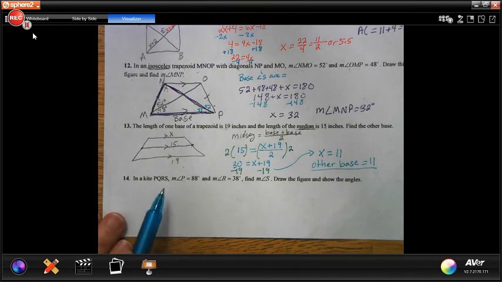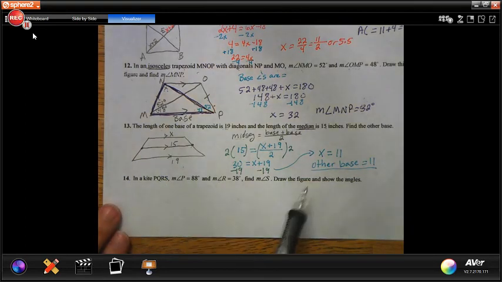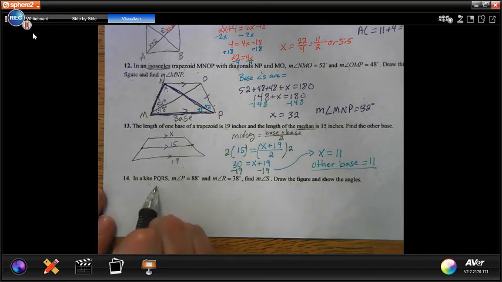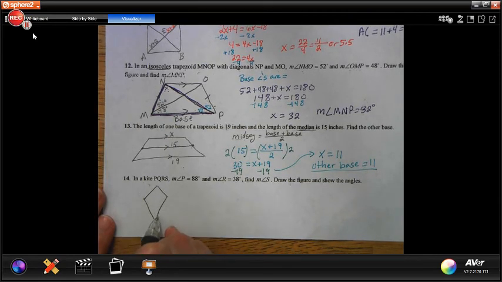Okay, now number 14. It says in a kite. You have to draw the figure. What are we going to draw? We're going to draw a kite. It says a kite, so we draw a kite. So remember, in a kite, consecutive sides are equal. But the other consecutive sides are not equal to the first consecutive sides. It's not a square. Okay.